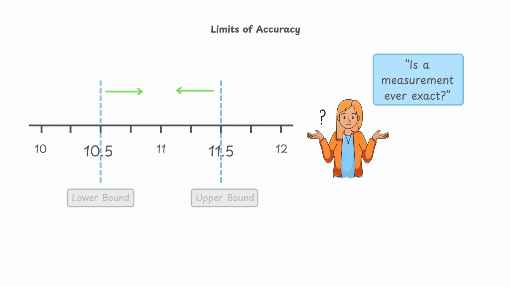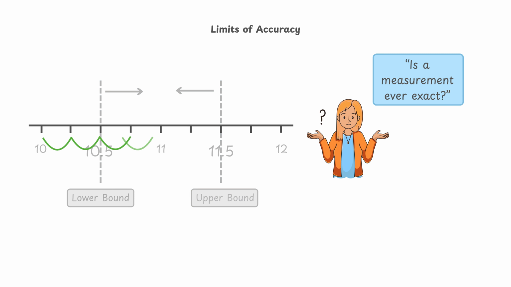Now look at the arrows pointing inward. They show that the possible values are being contained between these two boundaries. The measurement is trapped within this range. This is the key idea behind limits of accuracy. Whenever a value is rounded, there is always a range of possible values, and this range is defined by the lower bound and the upper bound. So instead of thinking of a measurement as a single fixed point, we should think of it as a small interval on the number line.